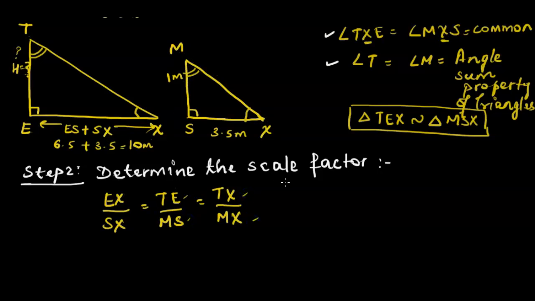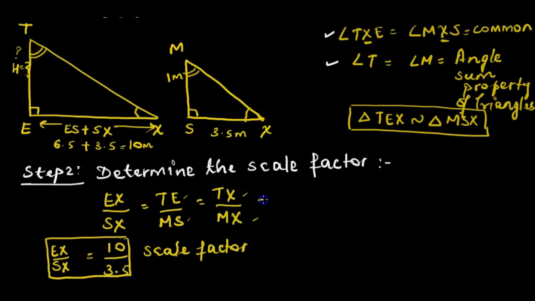Now, to determine the scale factor, we use any one side ratio where we are given both side lengths of the triangles. We notice that the EX side length and SX side length are known to us. EX is given to us as 10 and SX is given to us as 3.5. This is going to be called the scale factor of this question because the ratio of the corresponding sides is equal to the scale factor. We can put this on the calculator and turn it to decimals, or we can just leave it as a fraction. So the scale factor, that is the K value for this particular problem, is 10 over 3.5.